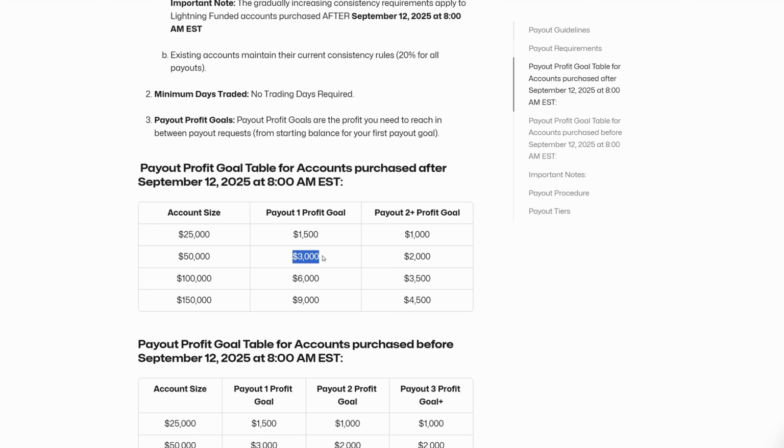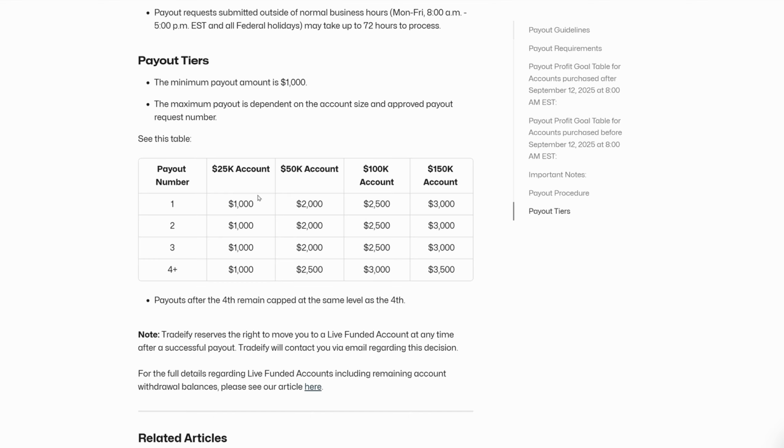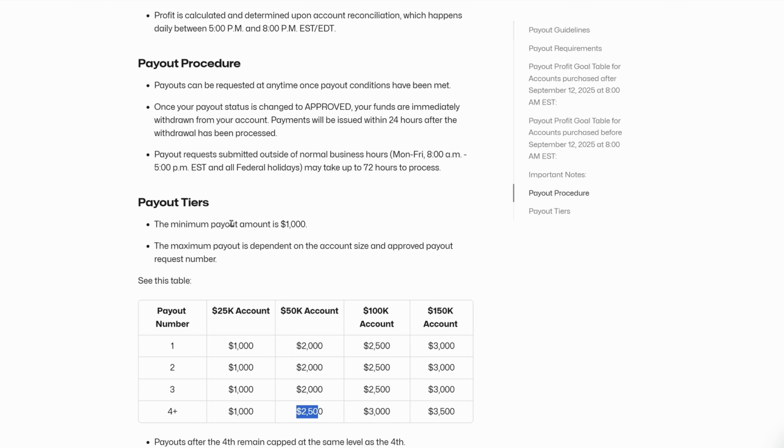First payout in the 50K account is going to be $3,000. Then from payout number 2 and beyond, you have to make $2,000 in between each payout cycle. Then if you look right down here in the 50K account, you can take out $2,000 for the first 3 payout cycles. The fourth payout and beyond, then the trader is eligible to request up to $2,500, assuming that trader has made that money, right? So if you're only up $100 in the account, you are not going to be able to request out $2,000 or $2,500 in that account. Also, keep in mind, there is a minimum payout amount in the Lightning funded accounts. That minimum amount is going to be $1,000, meaning you cannot take out anything less than $1,000.